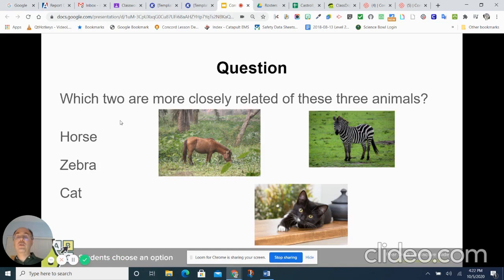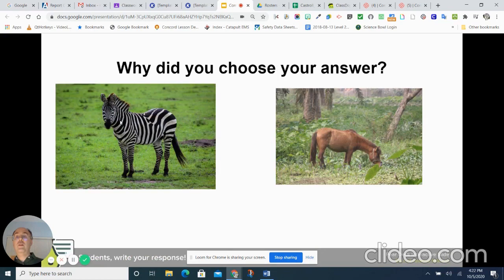So here's a question for you, again for the chat box. Look at these three animals. Which two are you going to think is going to be closer together in the cladogram? So put your answer in the chat box. Which two would be related? You probably figured out it's the horse and the zebra. But take a moment and write in the chat box, why do you think that was your answer?